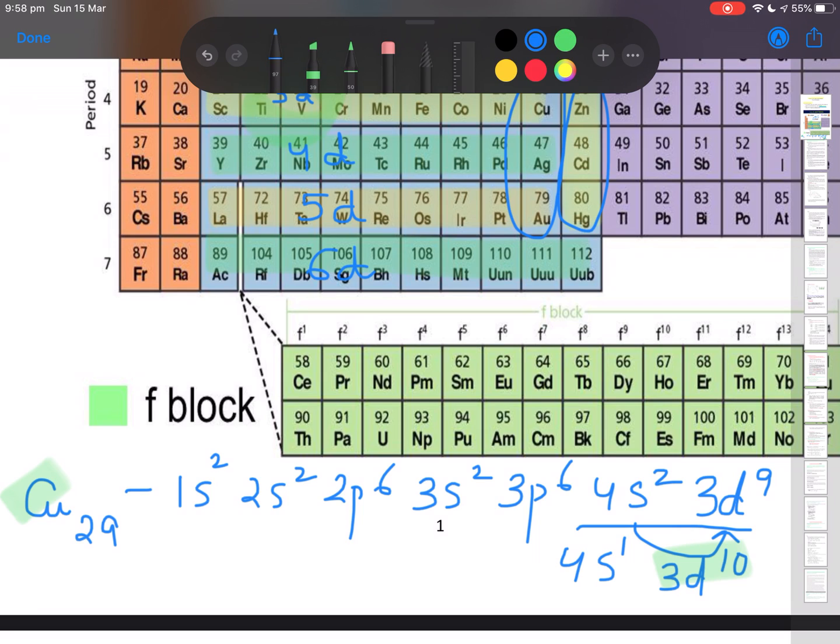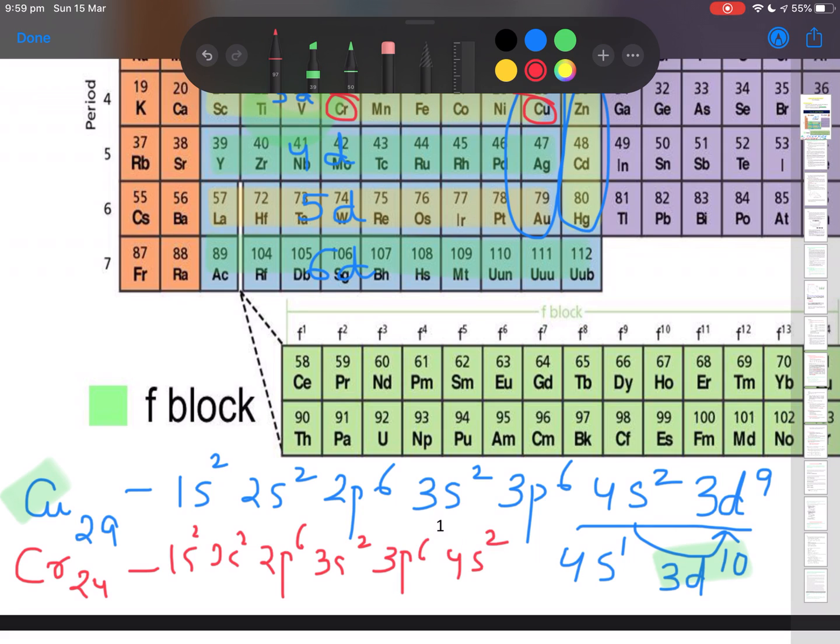Remember this point. Likewise, very important, the other element we learned is chromium of the same series. So here is your chromium and this is your copper, what I was talking about. Now chromium, if you see, the atomic number is 24. And its configuration is written as 1s2, 2s2, 2p6, 3s2, 3p6, 4s2, then 3d4. Again, what happens?